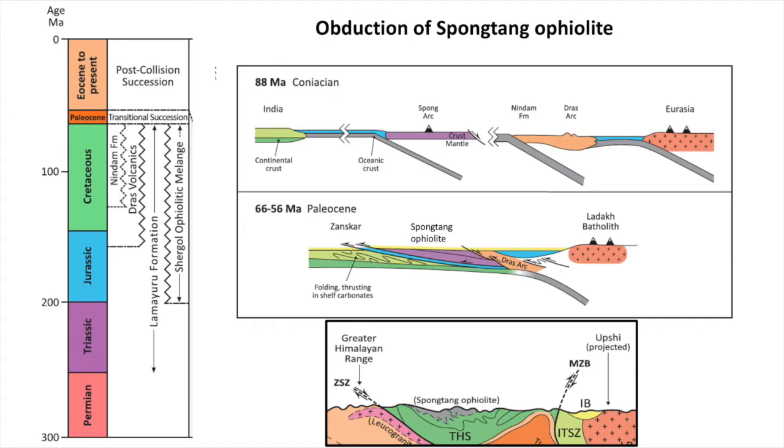One interesting thing was the Spong Arc shot up onto the continent of India and landed on the top of the Tethyan Himalayan series, where you can go and study the ophiolites sitting above Cretaceous limestones.